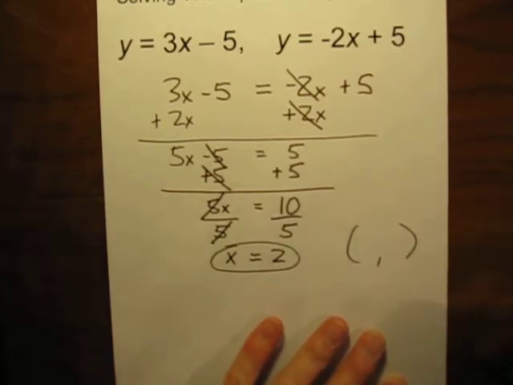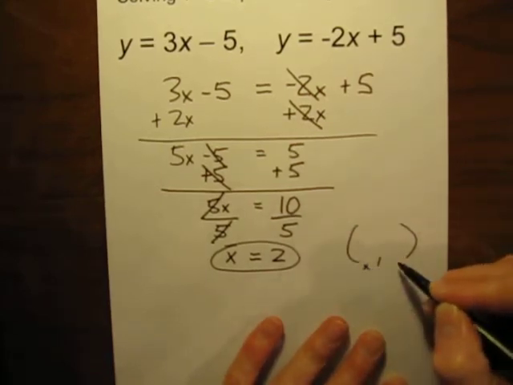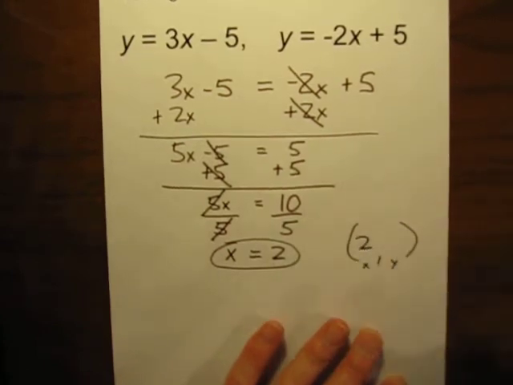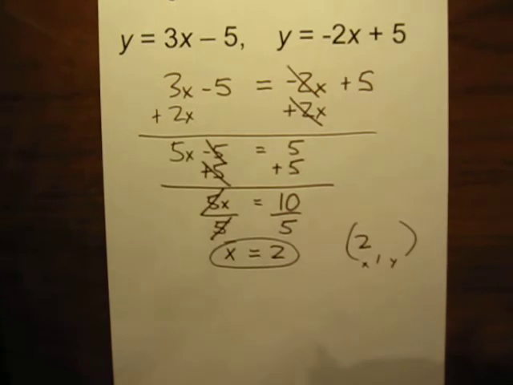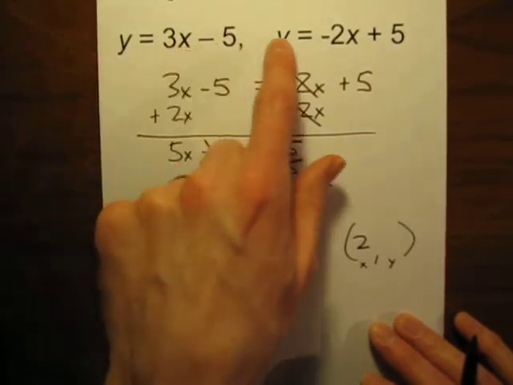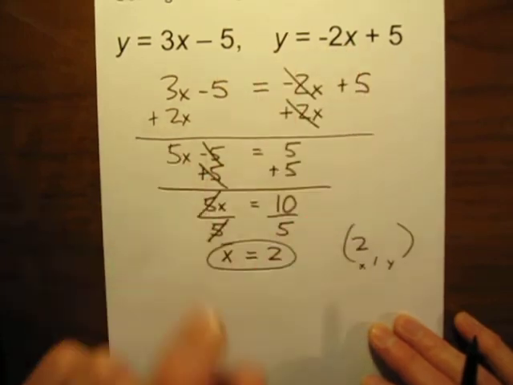So these two will meet at a pair of coordinates. There's an x-coordinate and a y-coordinate. The x-coordinate we now know must be 2. But we're only halfway there. Now we need to solve for the y-coordinate. To do that, let's take this value of x, 2, and put it into either of these equations. It doesn't matter which.